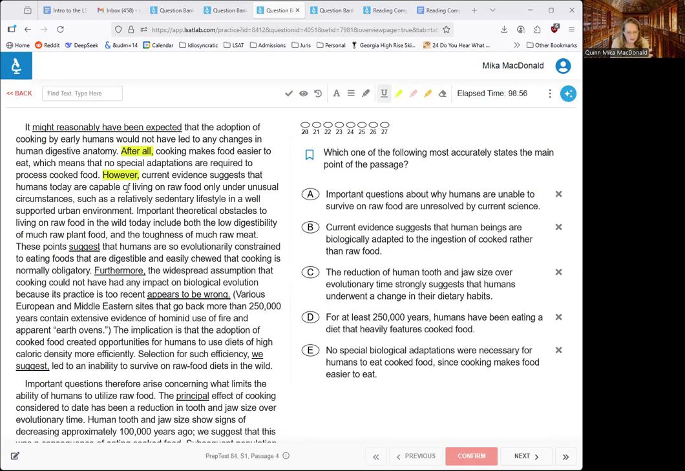with our main point question. Take your time, put in anything you want, and I'll check back in a minute or two. All right, got one vote for B.